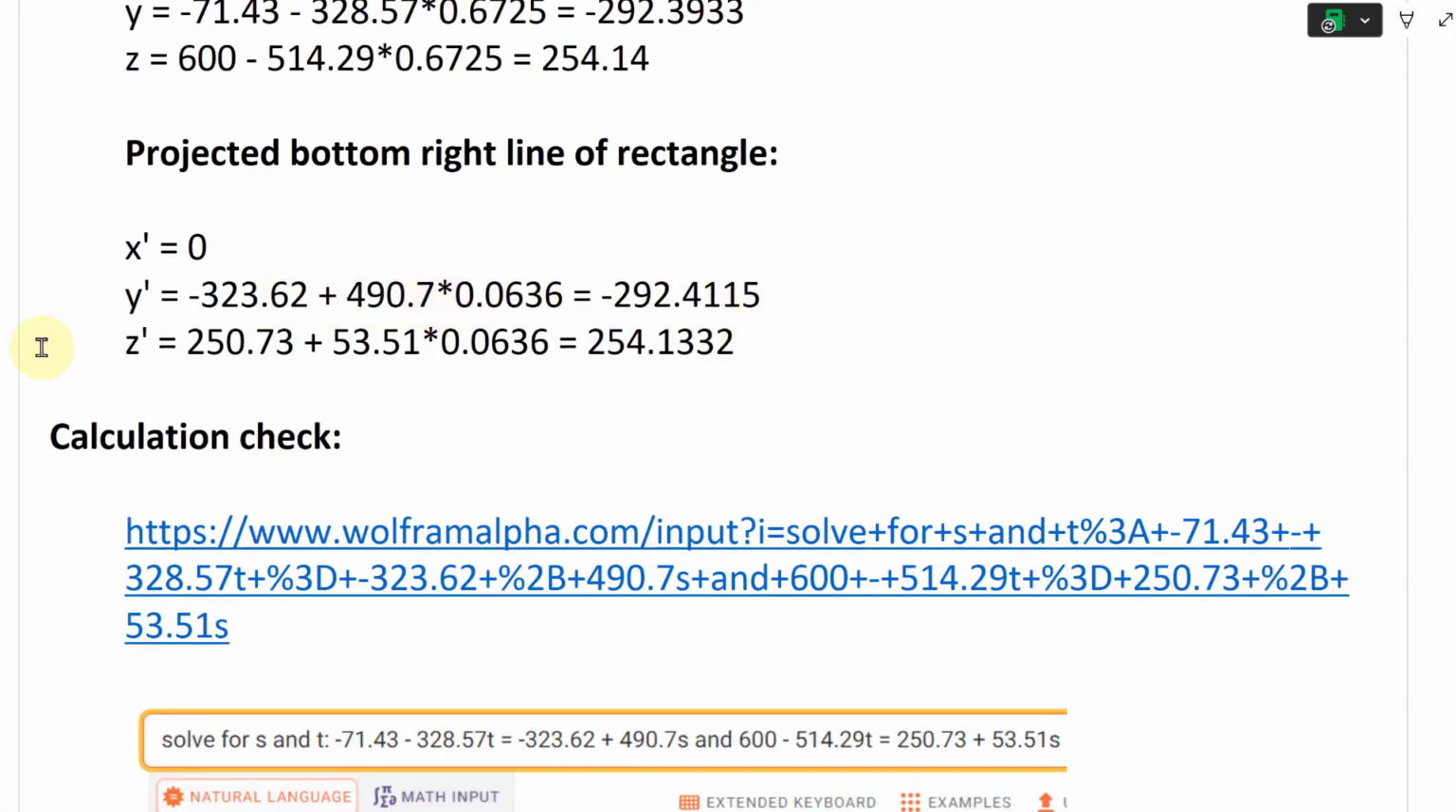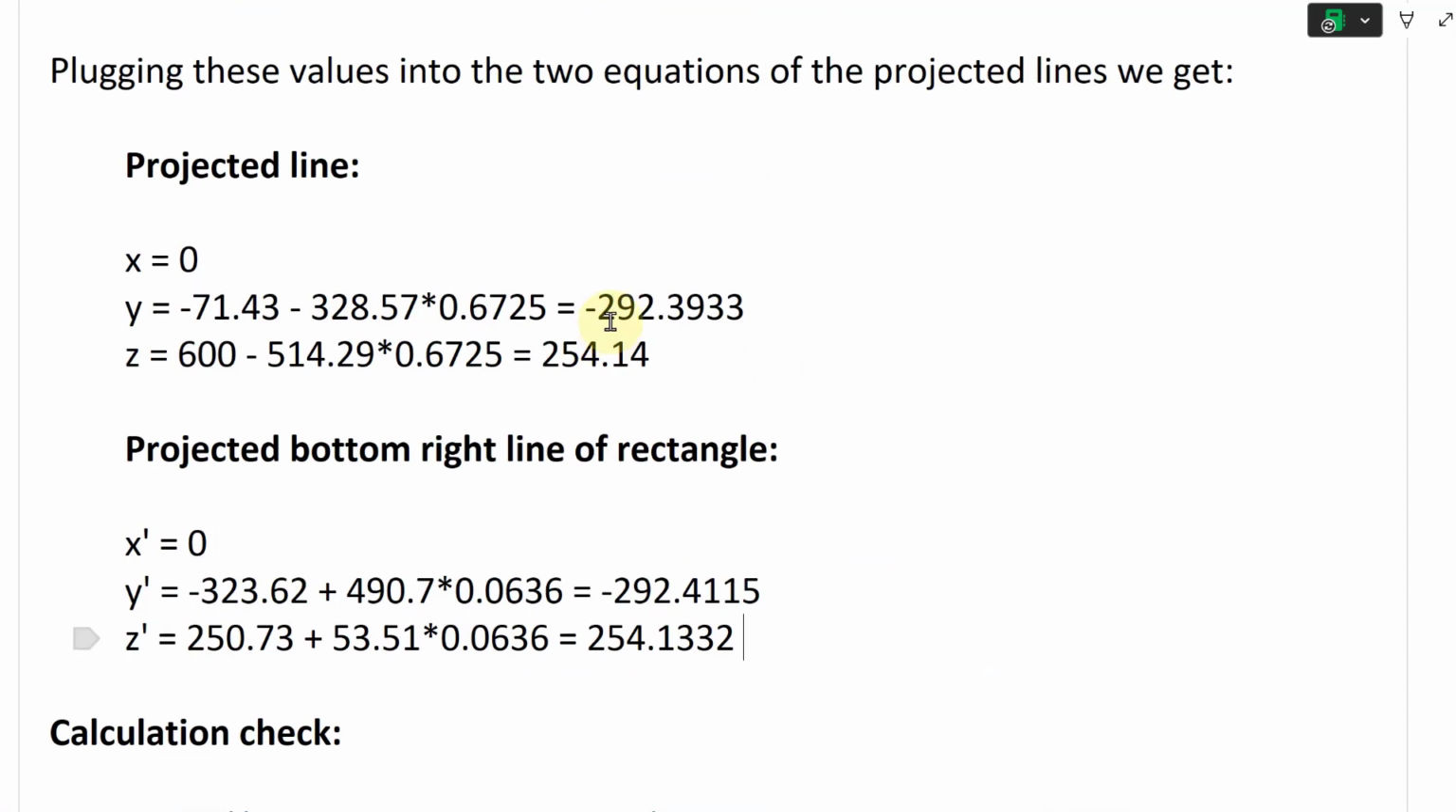And then lastly for the z of the projected bottom right line of the rectangle, put in the value for s inside. So we get this number, 254.133. All right, and this one is pretty close to this one.